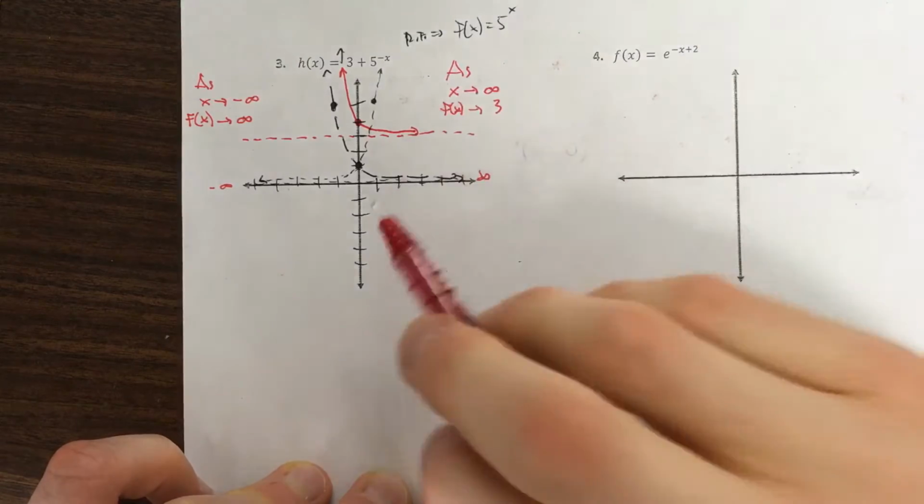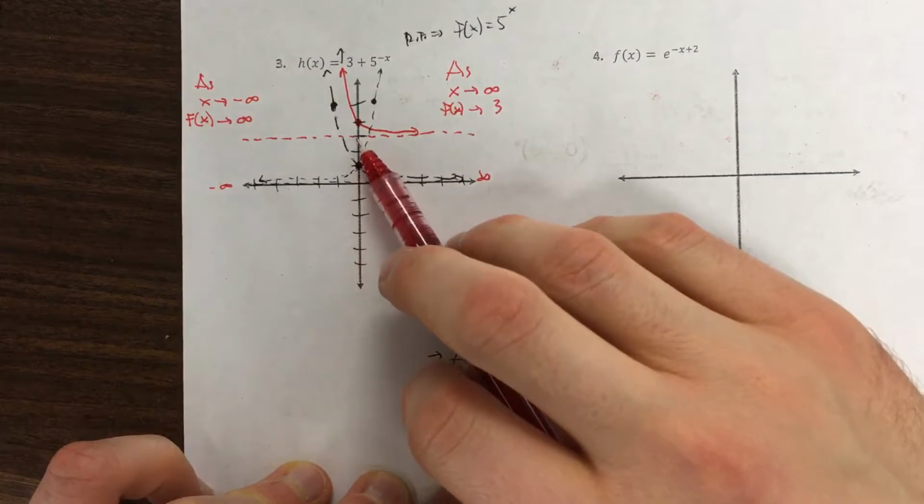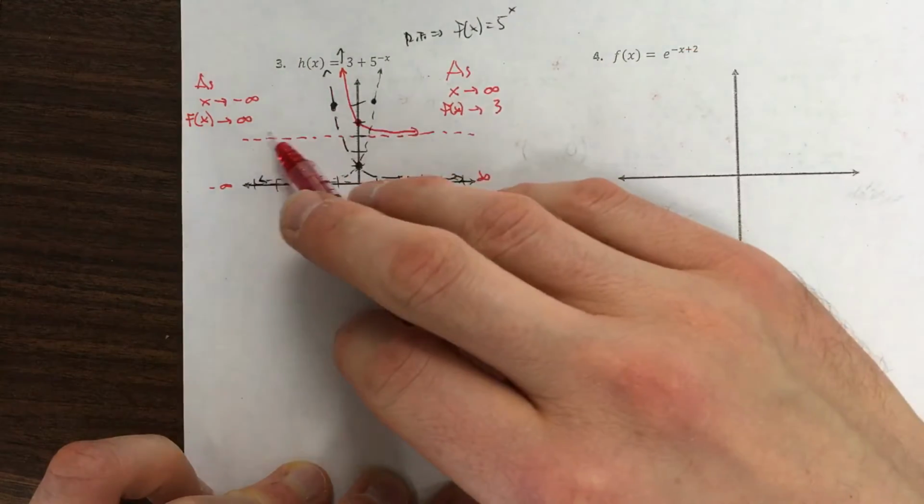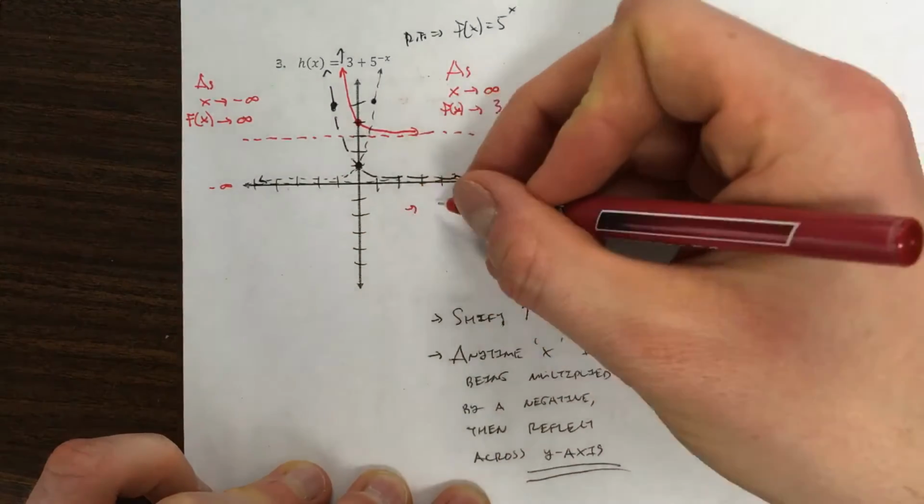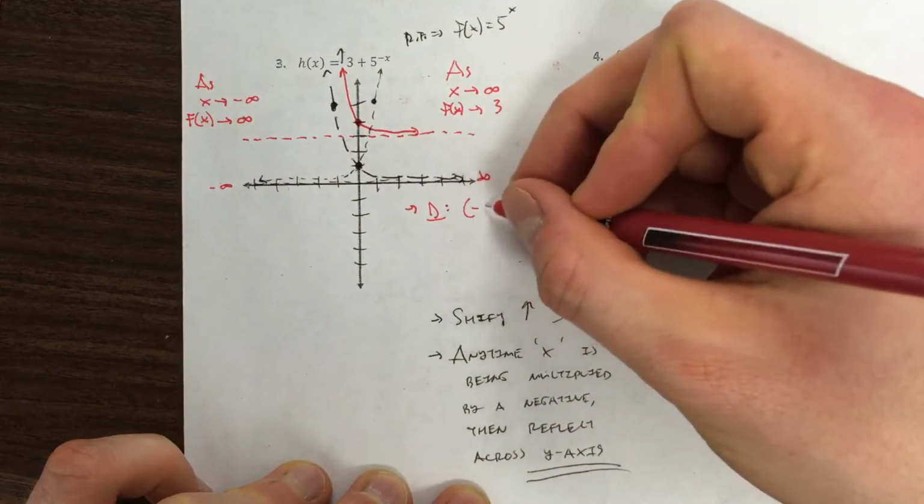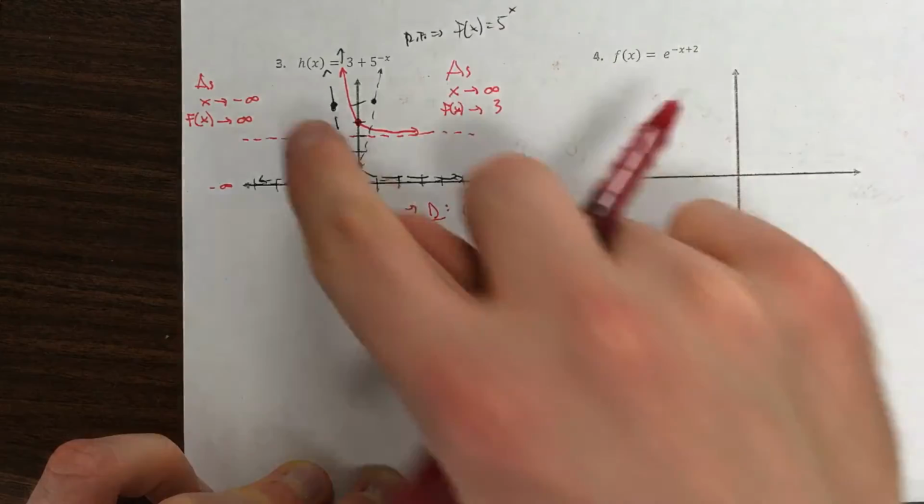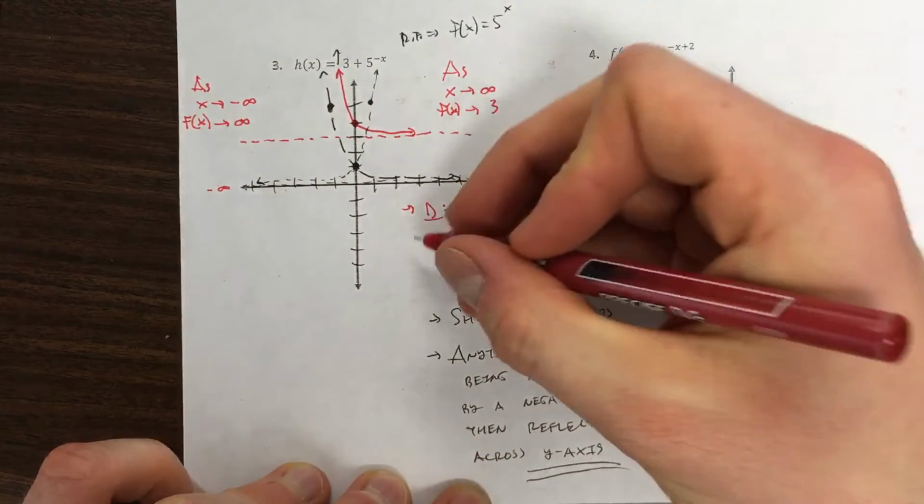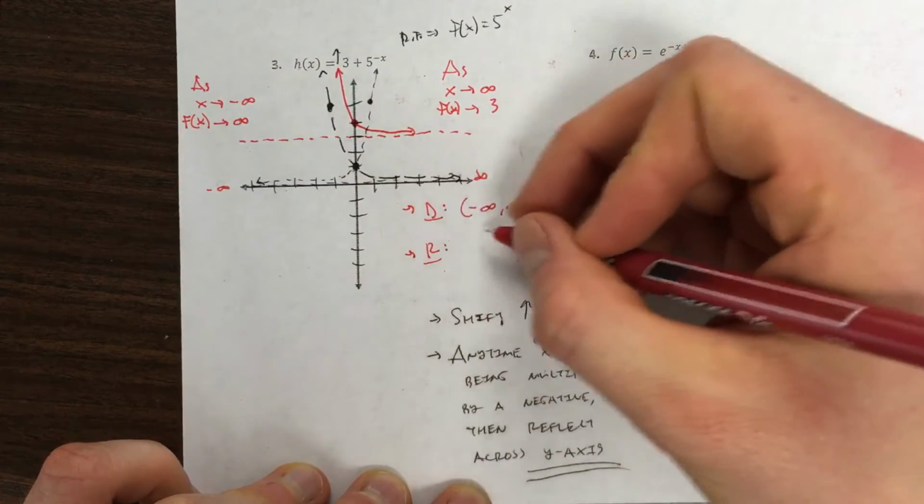We say a horizontal asymptote, that got moved up to y equals 3. So our horizontal asymptote is at y equals 3. Last two things, our domain hasn't changed. It still goes forever in both directions, but our range did.